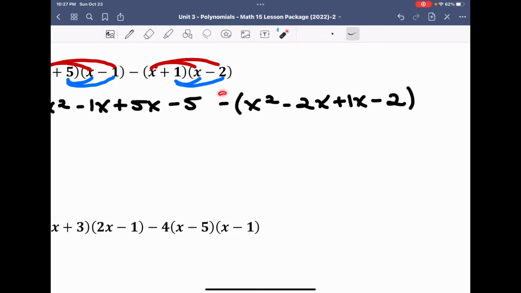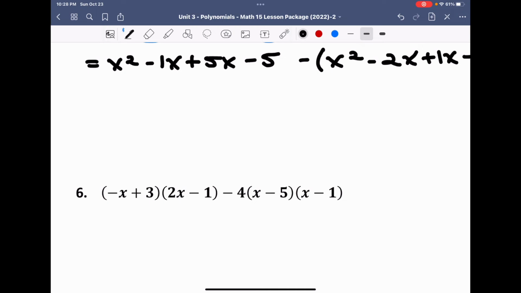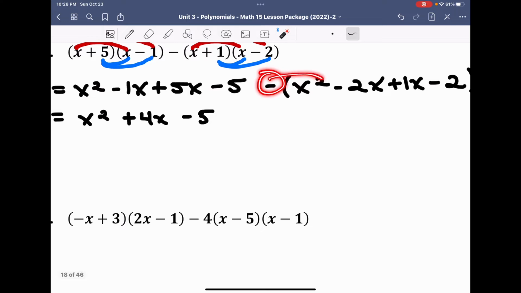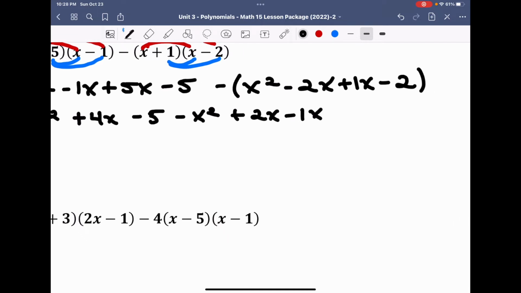But now I left that negative out front that was here originally. I could have distributed it originally and then done the binomial expansion. However, what I'm going to do is I saved it and now I'm going to apply it to each term here. So my new statement is going to look like the following. It is equal to x squared. I'm going to combine my x's. Negative 1x plus 5x is plus 4x minus 5. And now I'm going to take that negative 1 and distribute it to everything. So this is negative x squared plus 2x minus 1x plus 2. All the signs got reversed.